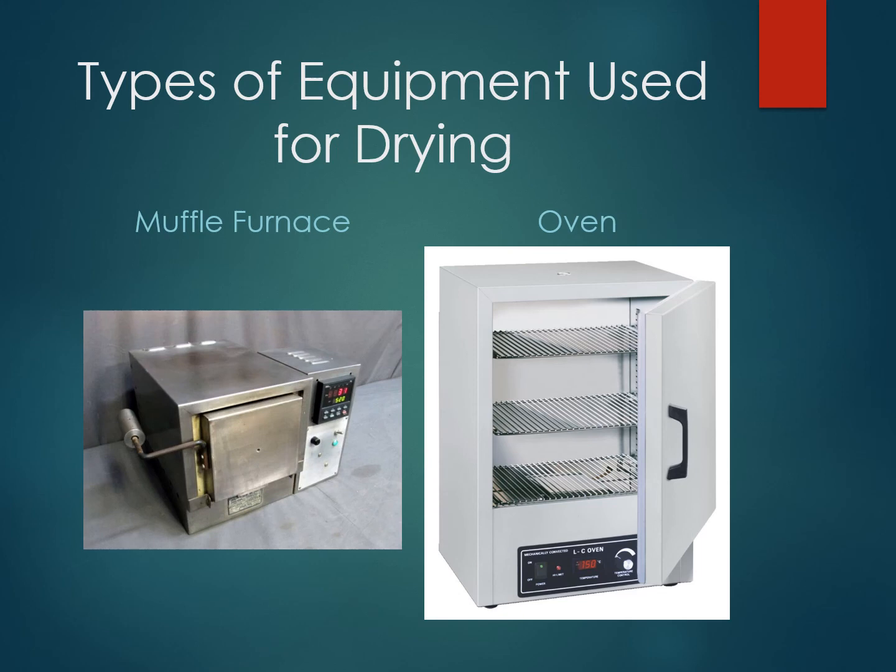Have a look at the oven and the muffle furnace, which are usually used in the laboratories for performing the gravimetric analysis. There are numerous varieties of ovens and muffle furnaces available for the laboratory as well as for industrial uses. The size and the properties of the muffle furnace and oven vary from place to place, depending on whether it is used in the laboratory or in the industry.